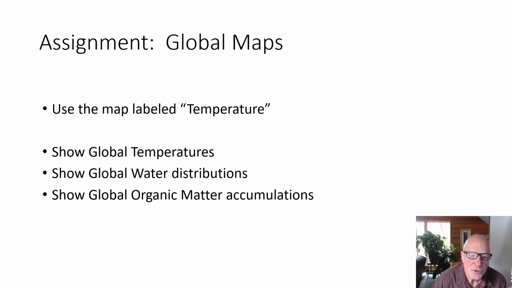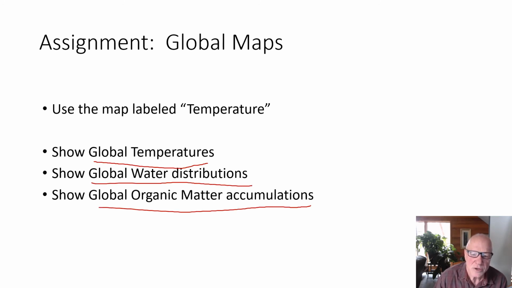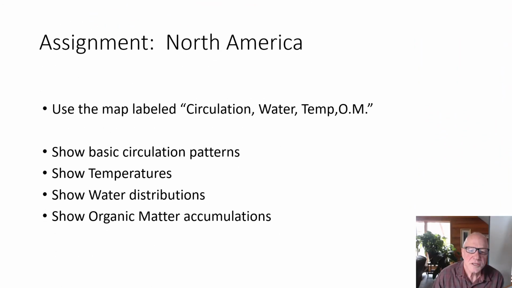Maps using the map called temperature show the global temperatures, global water distributions, and the global organic matter accumulations on one map. The same on the North American map. Circulation patterns, temperatures, water, and organic matter accumulations.